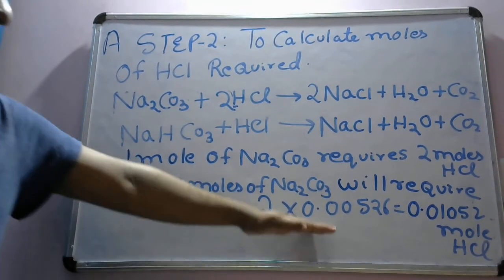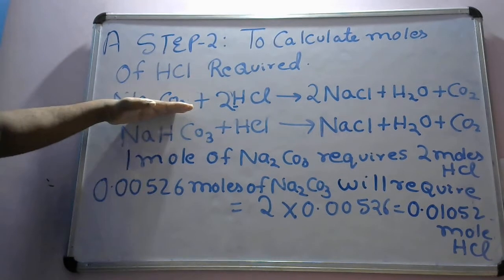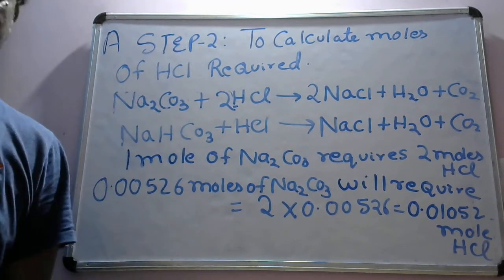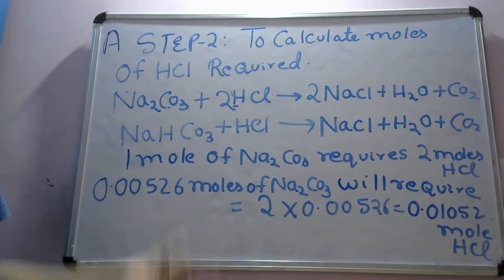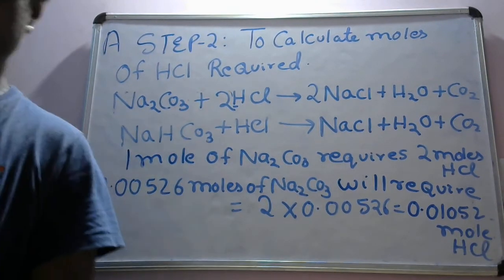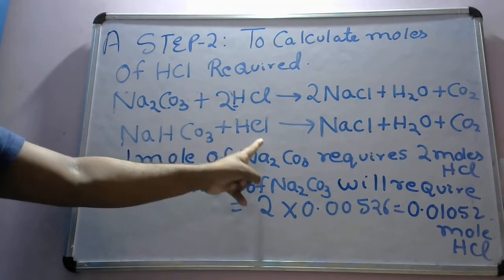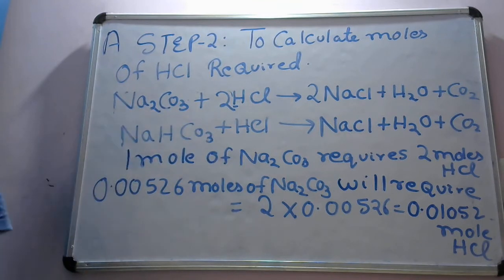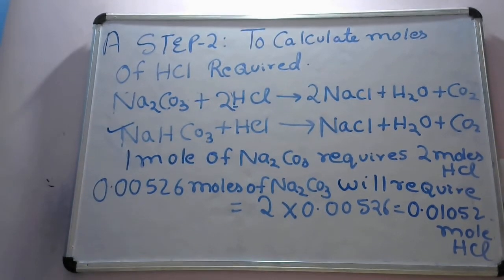So this we calculated for the first reaction of Na2CO3 with HCl. Okay, how many moles of HCl required to react with Na2CO3. Now we will calculate how many moles of HCl required for NaHCO3. Complete this, then we will calculate. Now we will calculate for this second reaction. How many moles of HCl required to react with NaHCO3?